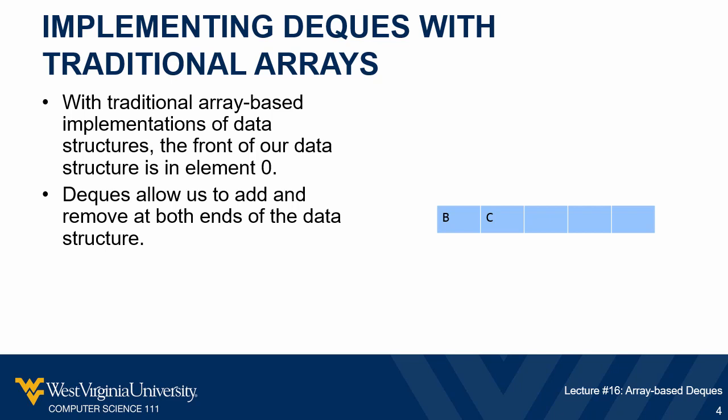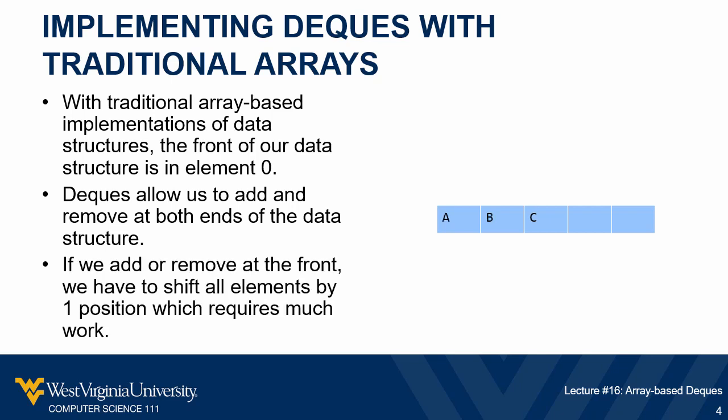So let's say that we have two items, B and C, stored in our Deque right now, and we want to go and add another item at the front. One approach, the one that we would do with a traditional array, would be to shift over all the existing elements by one position to free up element 0 for the new item that we wanted to store. The thing is, this sort of approach requires a lot of work to move things around. Every time we add or remove anything at the front, we're having to shift positions. So there's a lot of movement operations that are required.